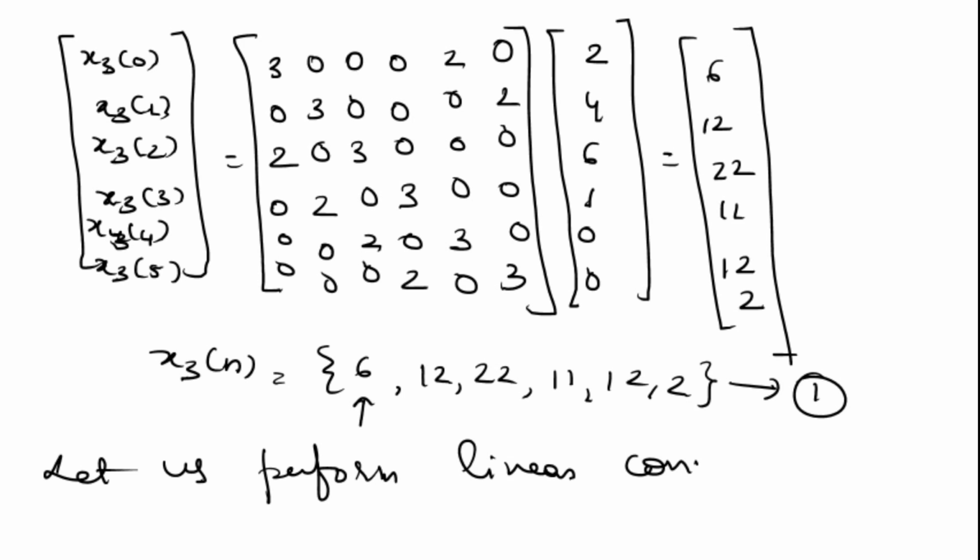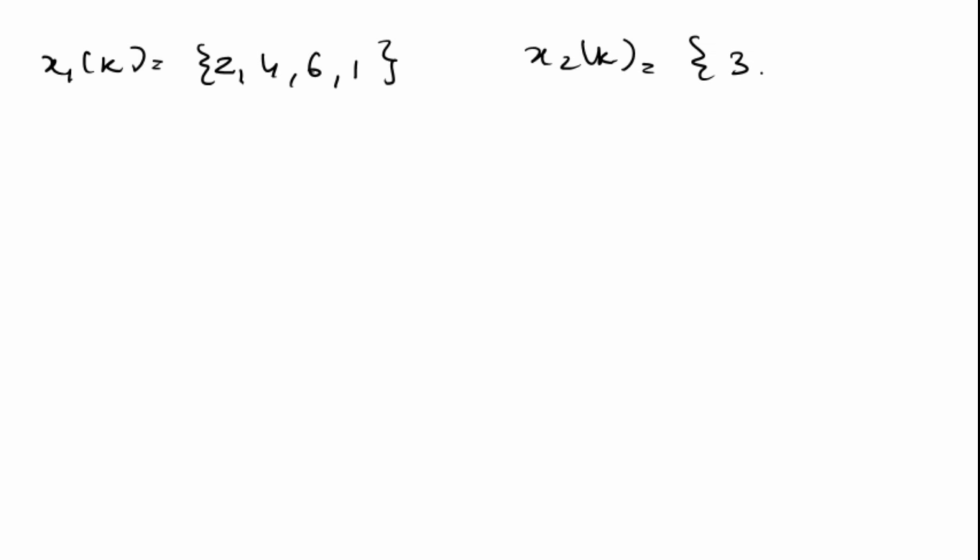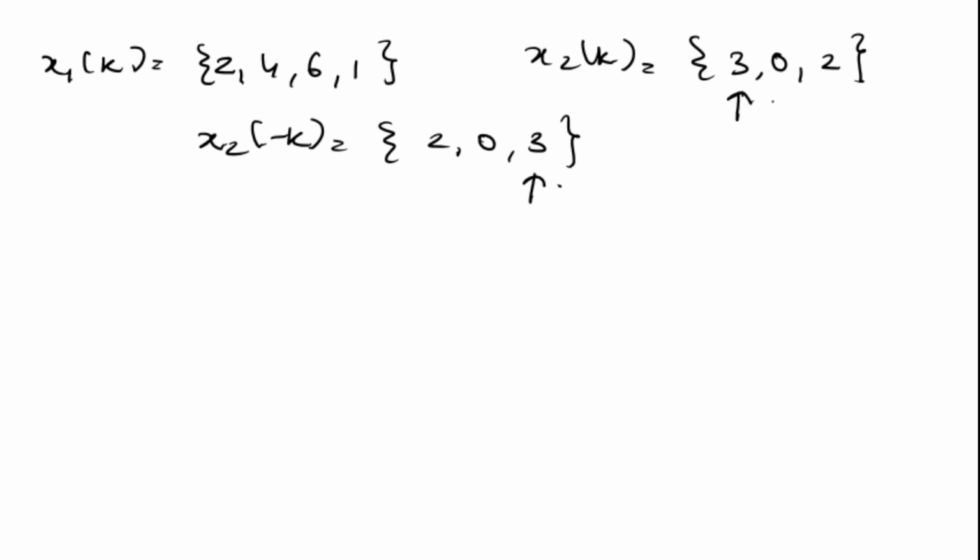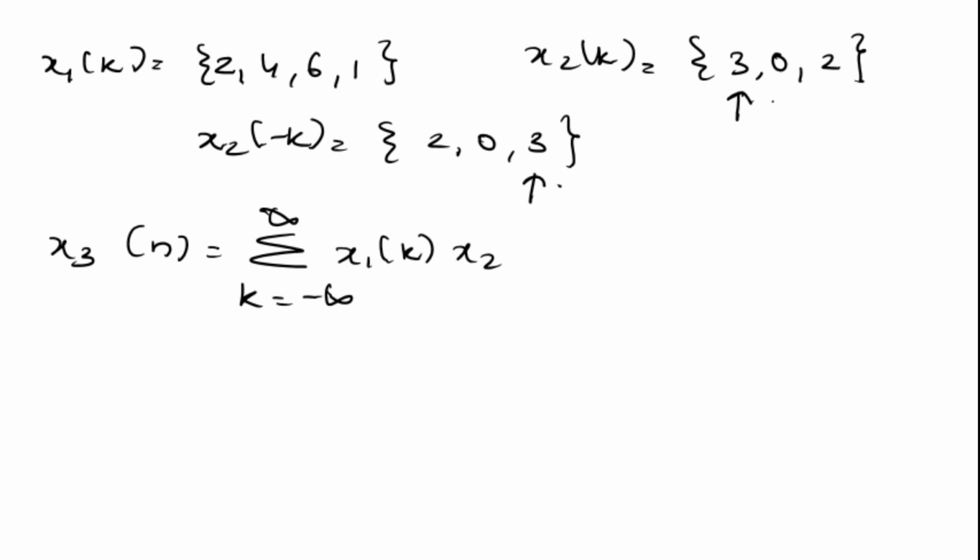Let us perform linear convolution. We know the table method. Using that method, directly we can calculate linear convolution. x1 of k is 2, 4, 6, 1, x2 of k is equal to 3, 0, 2. Then x2 of minus k is equal to 2, 0, 3. Then x3 of n is equal to summation k is equal to minus infinity to infinity x1 of k into x2 of n minus k.